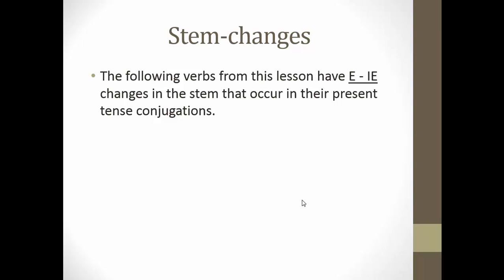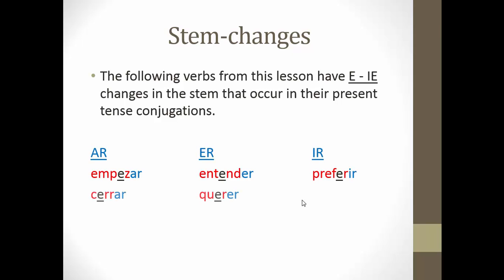Okay, the following verbs from this lesson have E to IE changes in the stem that occur in their present tense conjugations. So what that means is we've learned 6 new verbs. 3 of them are AR verbs, empezar, cerrar, and pensar. 2 of them are ER verbs, entender and querer, and 1 is an IR verb, preferir. All right, so let me just talk to you about these verbs here for a second. The black E that I have underlined in each one of them will change to IE when you conjugate.